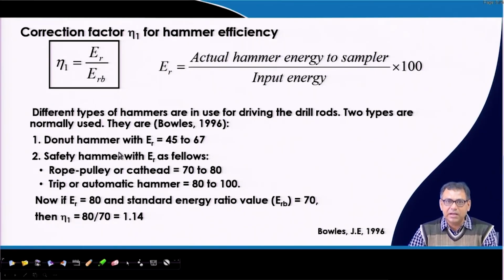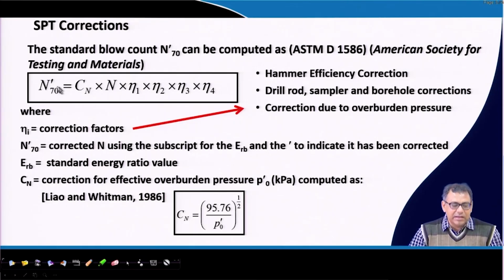So, this is the concept of 70, 80. That 70 that I have discussed is the standard energy by which we will represent all the SPT values. We may have done the test at different energies, but we will represent them with a standard energy, that is 70.